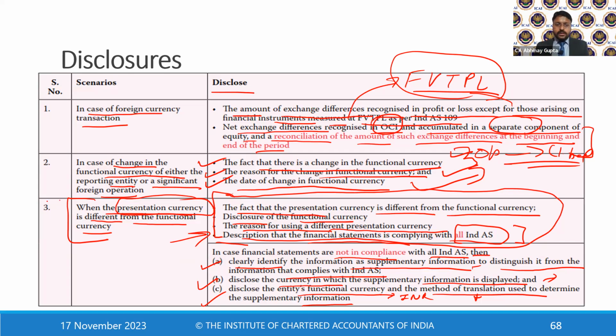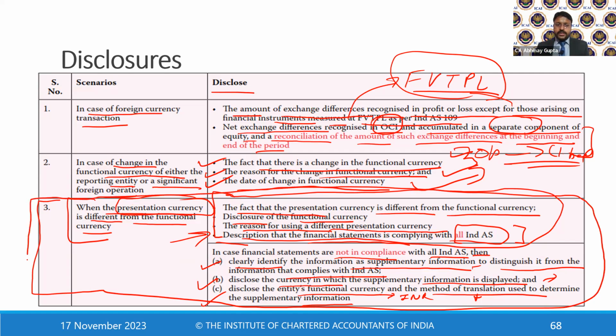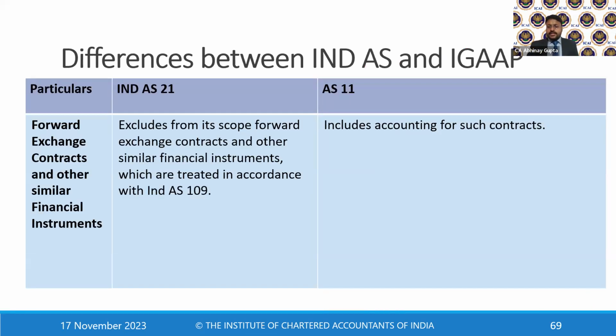So the third disclosure is a situation-based disclosure, right? This is not a disclosure you will find in every company's financial statement, because this becomes activated or applicable only if presentation currency is being used to present the financial statements. So that's all on the disclosures around this standard.